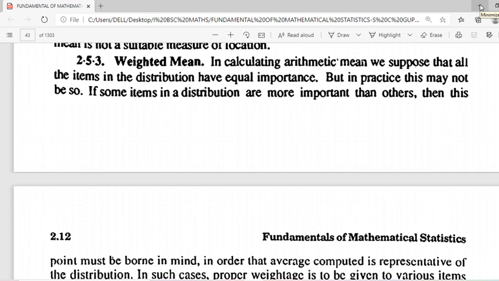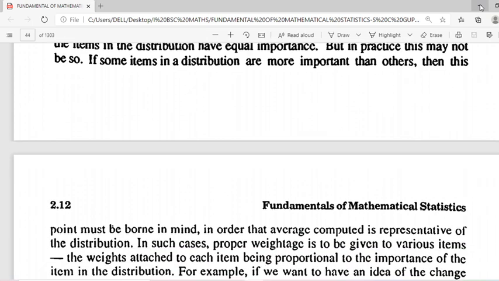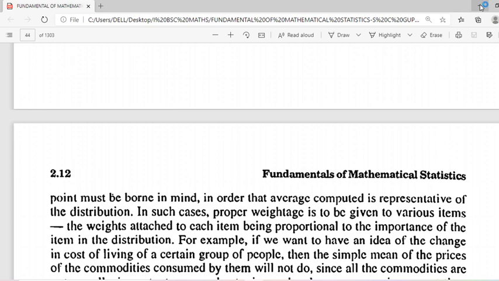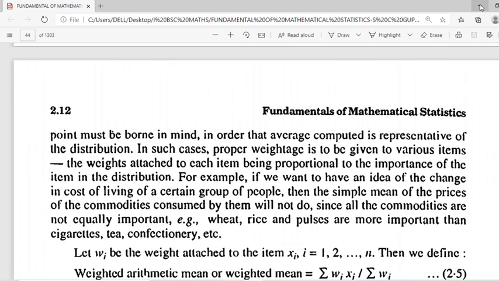Dear students, today we are discussing weighted mean, the weighted arithmetic mean. You know that sometimes we may have different observations in a distribution, and each of the observations may have some weight according to the importance of the observation. So we have to assign more or different weights for different observations.